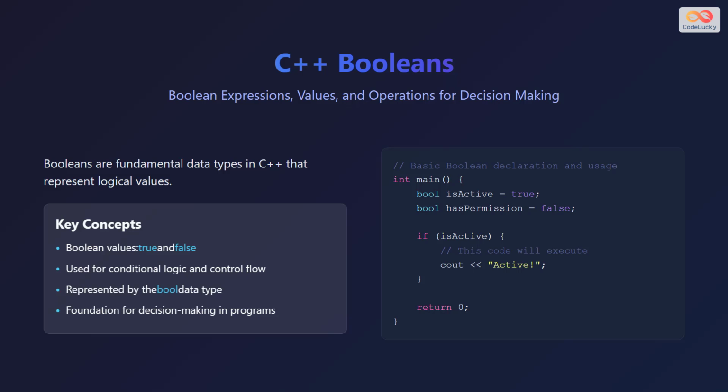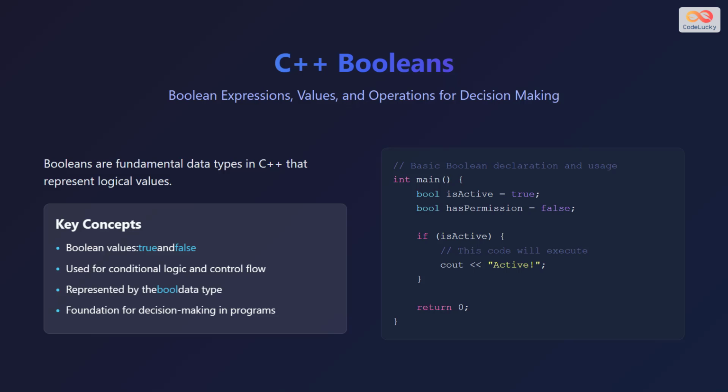In this lesson, we will delve into the world of Booleans in C++ and discover how Boolean expressions, values, and operations are essential for making decisions within your code. Booleans are a fundamental data type in C++, representing logical values. The key concepts include Boolean values, which are either true or false.